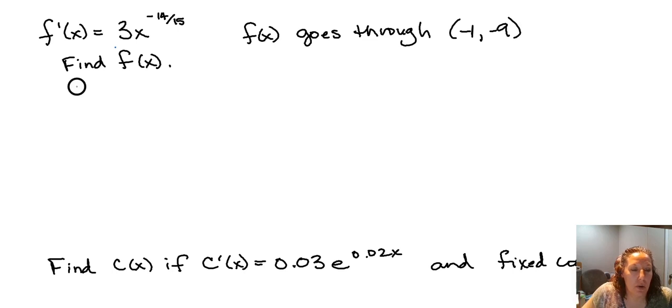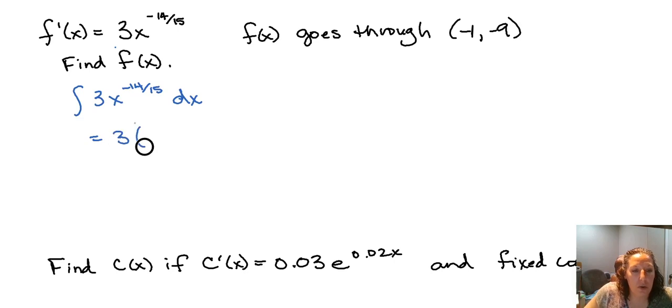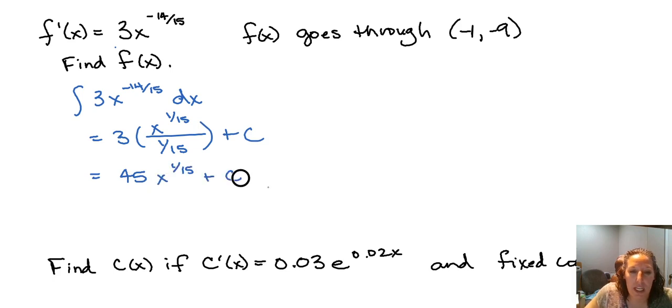And that antiderivative is going to be the integral of 3x to the negative 14/15, integrating with respect to x. And so when we take that integral, we're going to get 3 times the power rule for integrals. We're going to add 1 to our exponent. So negative 14/15 plus 1 is going to be 1/15. And then divide by our new exponent plus c. So if we clean that up, 3 divided by 1 over 15 is the same thing as 3 times the reciprocal, 15 over 1. And that is 45 times x to the 1 over 15 plus c.